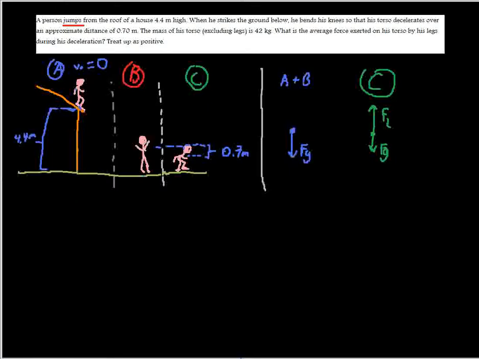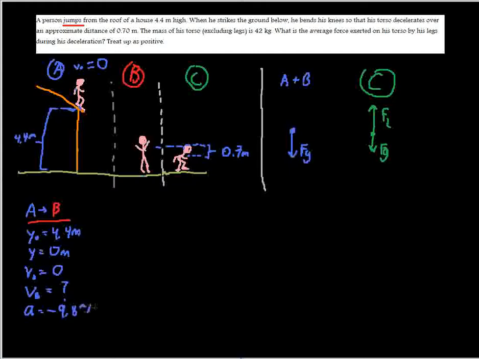So the next thing that I should do is list some givens. So I'm going to do stage A to B. Okay, so my givens for stage A to B, and I'm just going to stick with blue. I have my initial height as 4.4 meters. I have my final height as 0 meters. The initial velocity is 0. The final velocity, so I'll say the velocity at point B, is equal to, we don't know. The acceleration is negative 9.8 meters per second squared. And the time, we don't know.